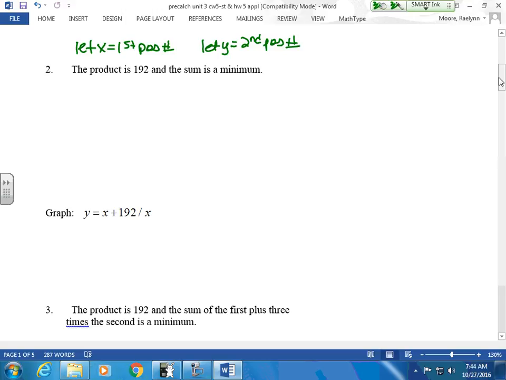Sounds like a humming. So how do I represent this? The product, how do I put this in an equation? The product is 192. X times Y equals 192. Good. And the sum is a minimum. This is going in my Y1. This is going to represent my sum. So how do I represent the sum of my two numbers?